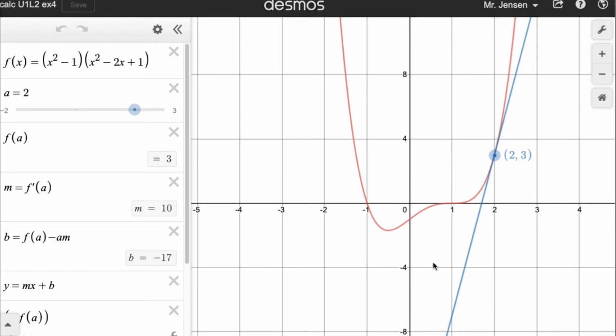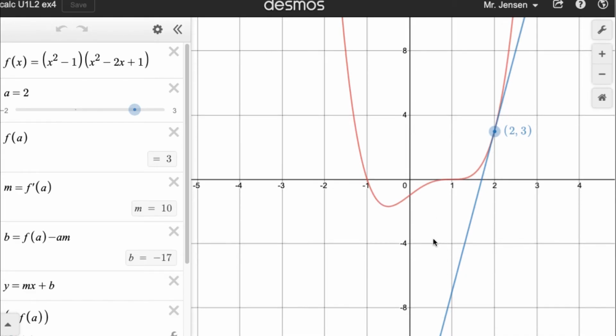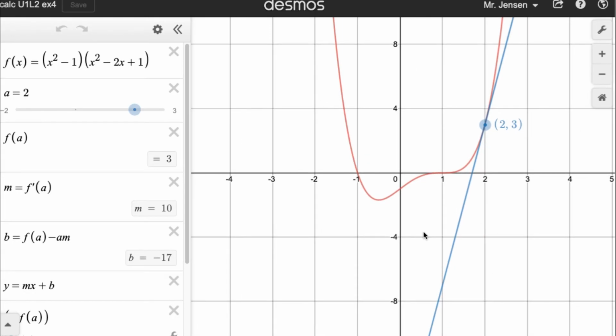We also need the slope of that tangent line. To find the slope of a tangent line, you need to use the equation of the derivative. That's what the derivative tells you. It tells you the slope of the tangent at any point we want. So we find the equation of the derivative and plug 2 into it. And Desmos is telling me, if we do that, we should get a slope of 10.